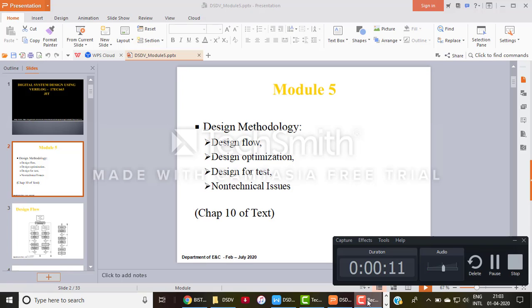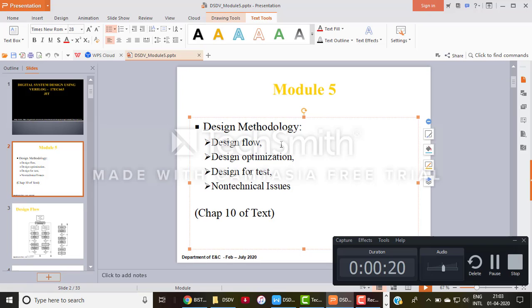We'll have a discussion about design methodology. In this module, we'll look into the design flow which is used in VLSI design, then design optimization, then design for testing, also called DFT, and non-technical issues. Now, the design flow.